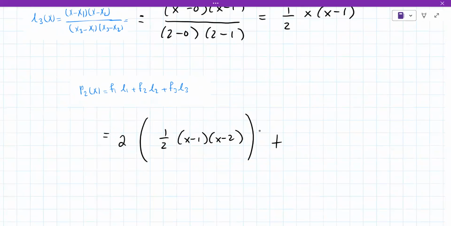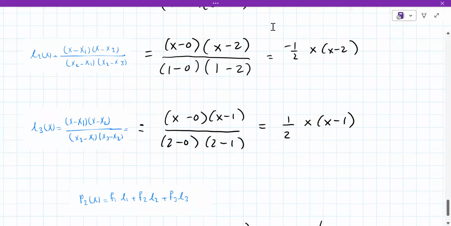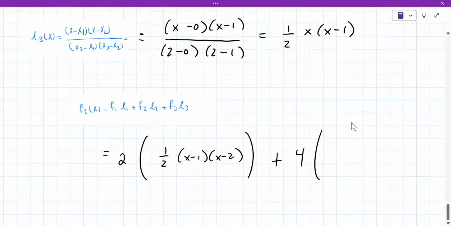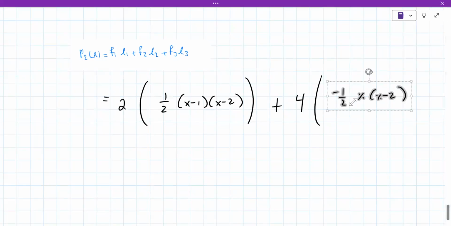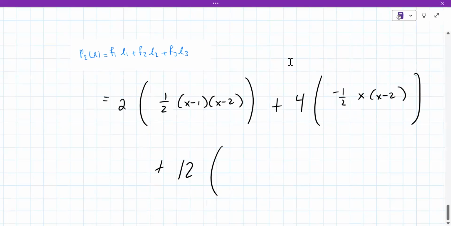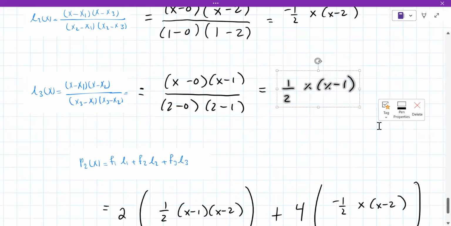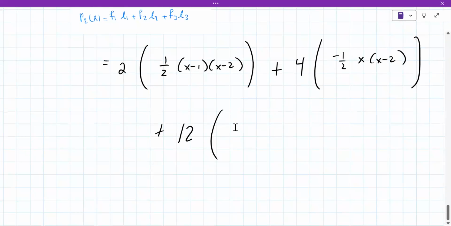Plus F2, which is 4 times L2. And apparently you just leave it. Like in the homework, I wasn't sure. You just keep doing it. 12 times, that's F3 times L3. It's not too bad if you have the formulas.